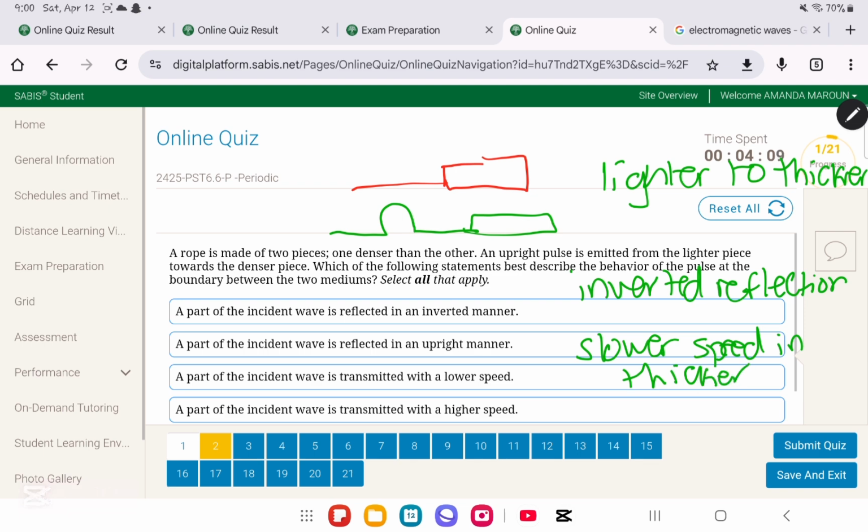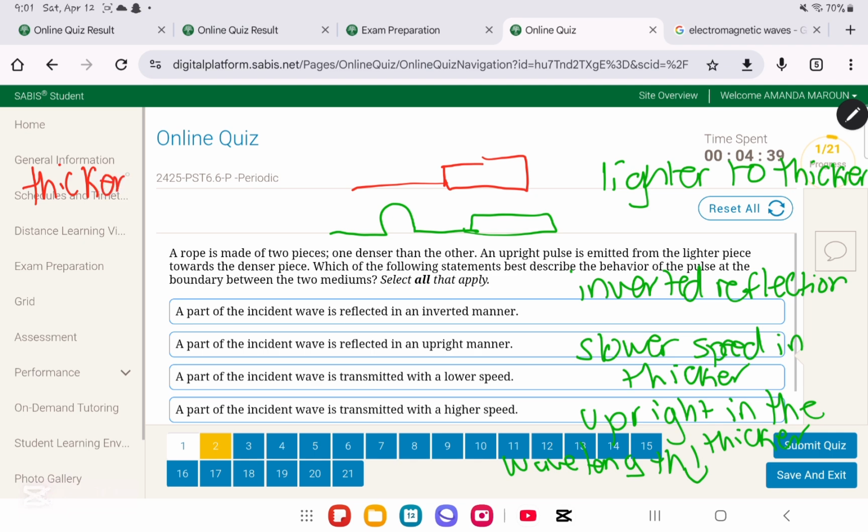We are also going to have that the wave is going to be upright in the thicker. And we will also have that the wavelength decreases. So from lighter to thicker, we're going to have inverted reflection, slower speed in the thicker wire, upright in the thicker wire, and the wavelength is going to decrease. However, if we are dealing from thicker to lighter, it is like this. This is thicker to lighter, so the wave will look like this.